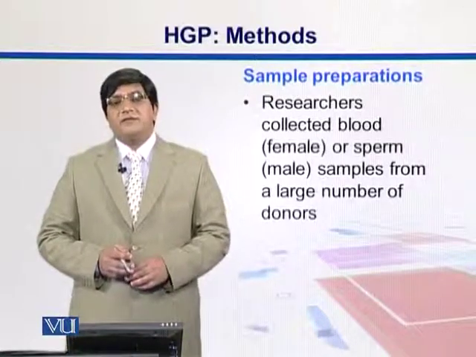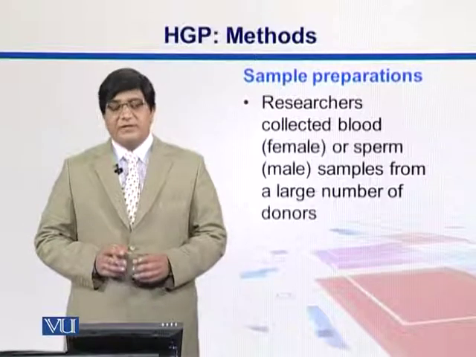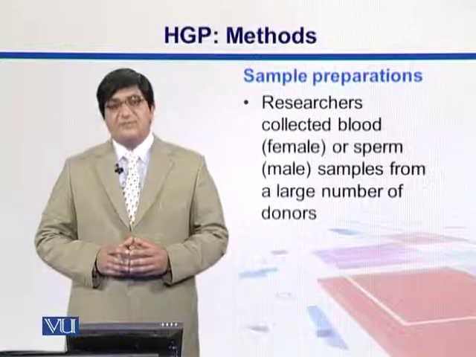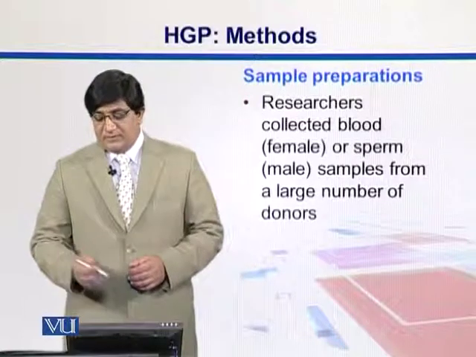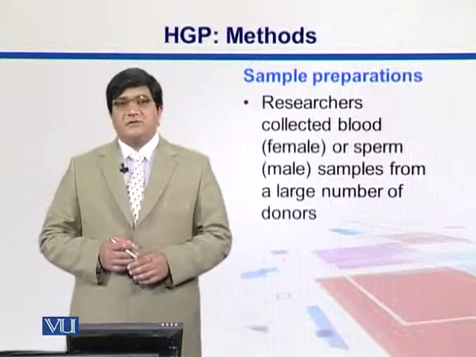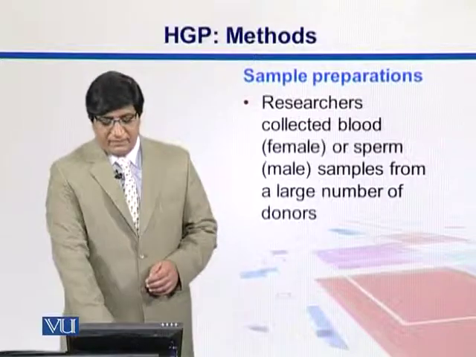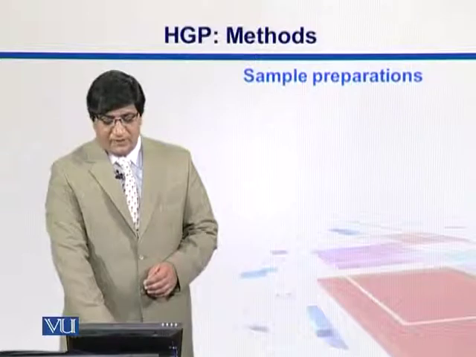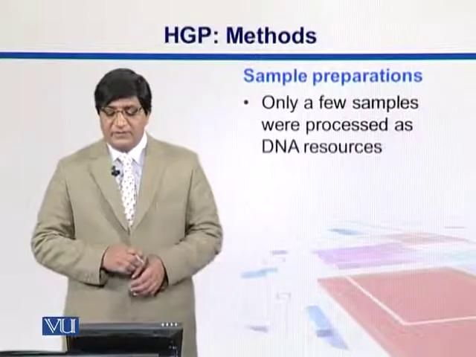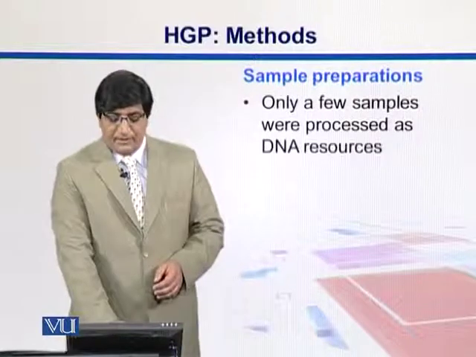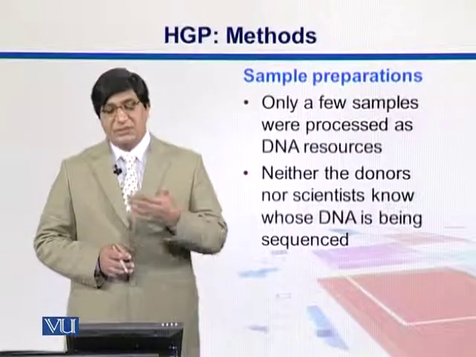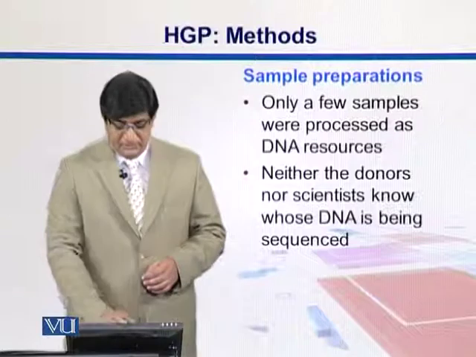How did they prepare the samples? So researchers collected blood from females or sperm from males, and they collected from a large number of donors, where they respected their full privacy. Only a few samples were processed, and neither the donors nor the scientists knew whose DNA was being processed, in order to keep the privacy.